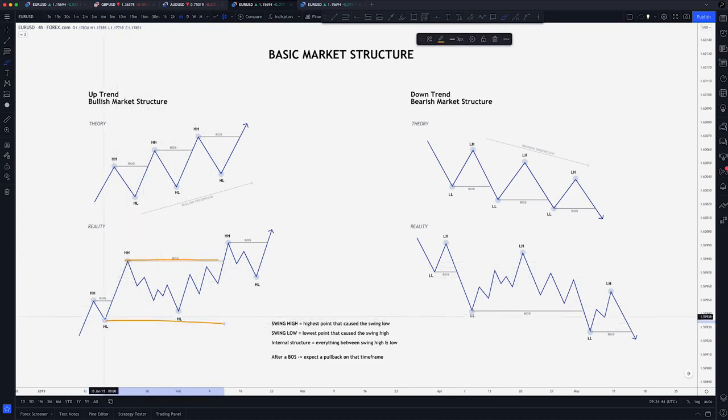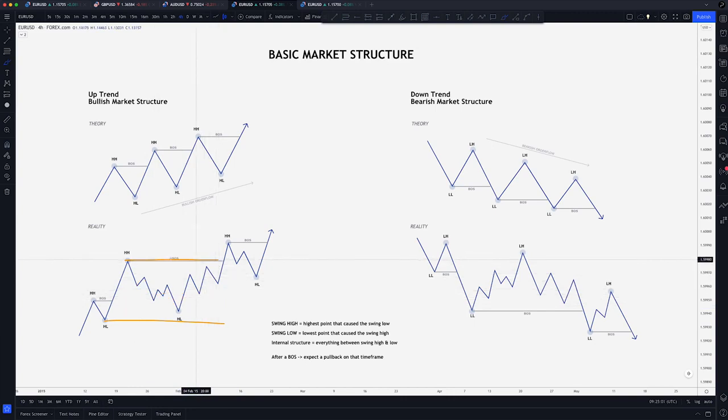Now, everything between that high, that orange line, and that low, that orange line, right? Everything in between there is just internal structure. So the whole time price is pulling back, it's breaking highs, it's breaking lows. Price is still bullish. We're still within the swing high and the swing low. This is all just what I call internal structure.